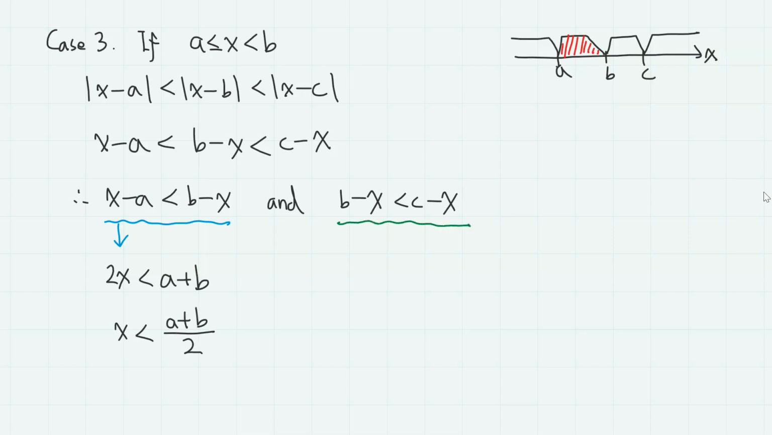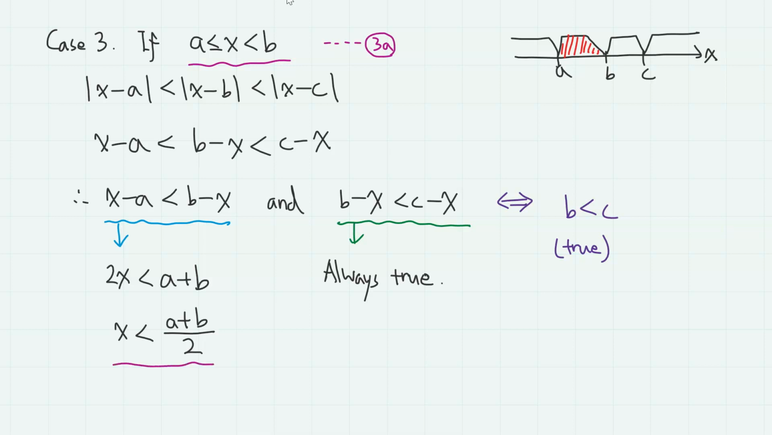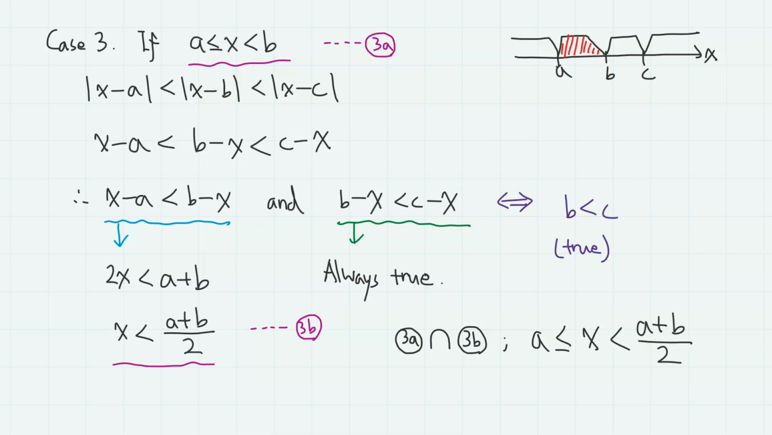The other inequality, b minus x is less than c minus x, is always true because it is equivalent to b is less than c, and this is true because it is a given condition of the problem. Therefore, the solution for our case 3 is the common range between this and this, which is x is greater than or equal to a and less than a plus b over 2.